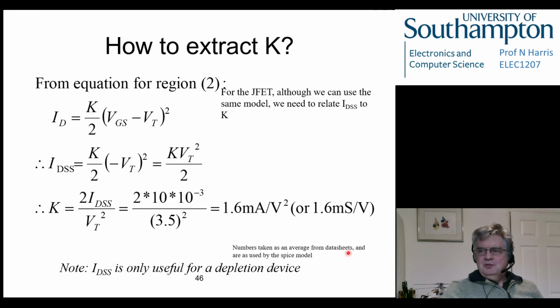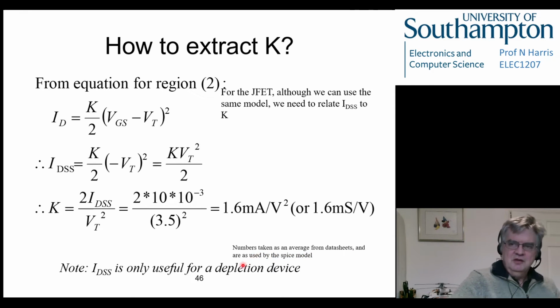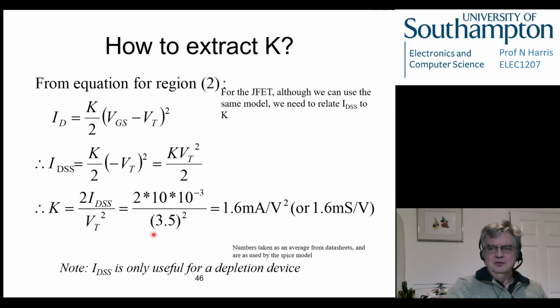Numbers taken as average from datasheets, and these are the ones that are used by the SPICE model. So if you want to model this in SPICE, these are the values that will be used inside the model given to you. But we have to bear in mind that given that there was a variation of 2 milliamps to 20 milliamps for IDSS on the datasheet, and I can't remember what the variation on VT was, but there'll be an equal variation. We've got a whole possible range of values of K depending on what day the device was made and where it was on the wafer and all this kind of stuff.